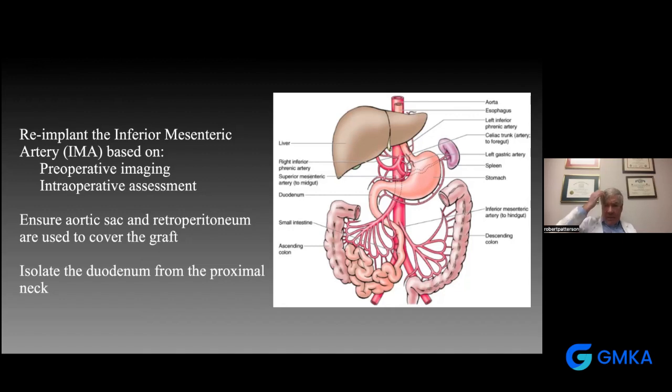I'm very meticulous about trying to make sure that the aortic sac and other retroperitoneal tissues are covering the entirety of the graft. And I try to make the fourth portion of the duodenum an intraperitoneal organ so that it is definitely separated from the graft, because the most devastating complication that anyone can deal with is an aortoduodenal fistula or infection of the graft from not adequately covering it.